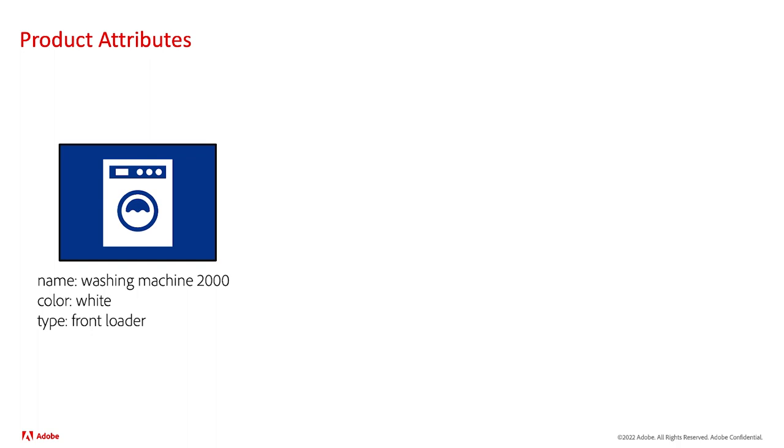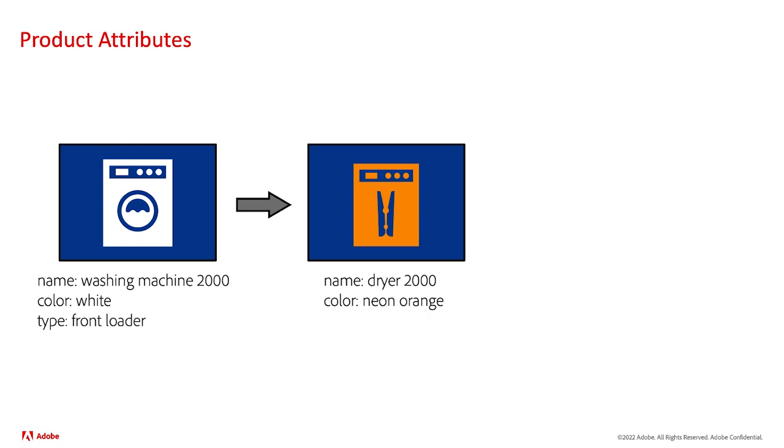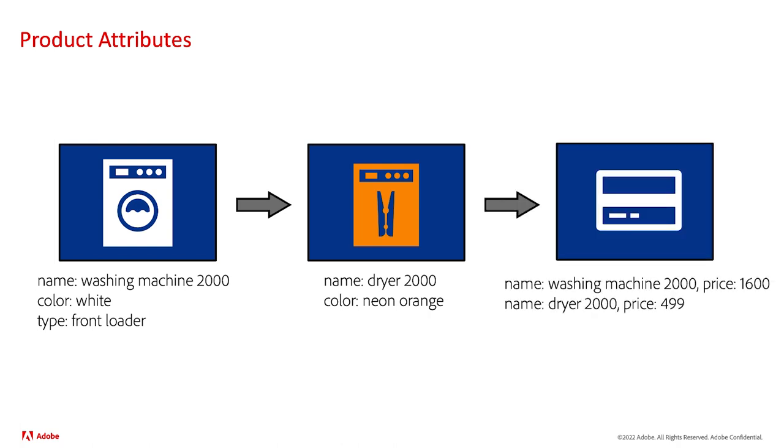You'll notice that it has a color attribute of white. They add it to their cart. Next, they look at a dryer which is neon orange in color and also add that to their cart. Finally, they purchase both items, the white washing machine for $1,600 and the neon orange dryer for $499. Note that we aren't setting the color on the confirmation page.